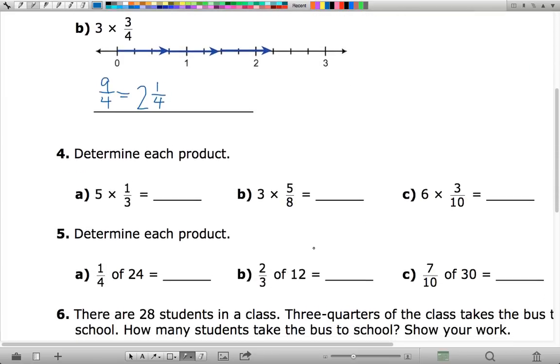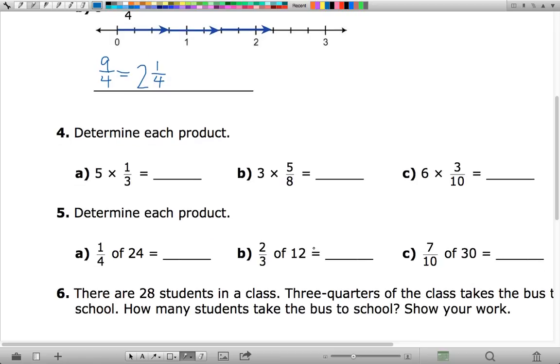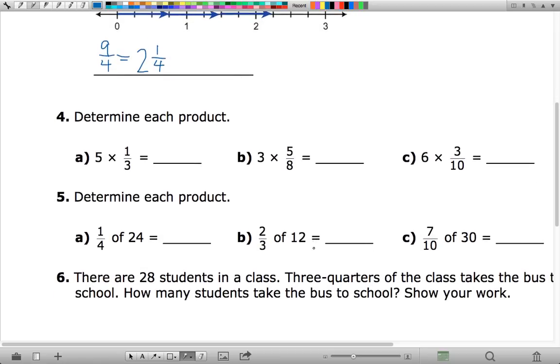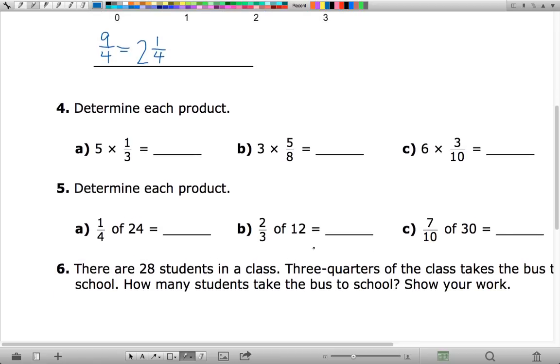So now moving away from all the diagrams and things like that, if we want to just determine each product, there is a way of doing this quickly. We've learned that now, that you can take the whole number, multiply it by the numerator, and that will give you your product. So this is 5/3. This one would be 15/8. If you want to write them as mixed fractions, you certainly can as well.